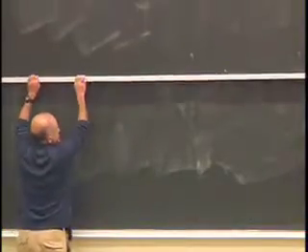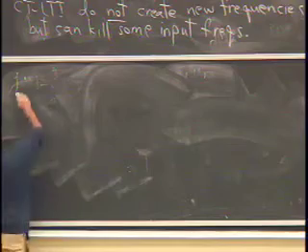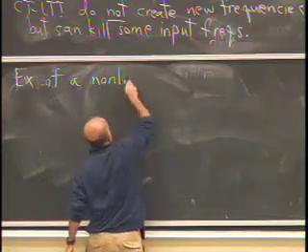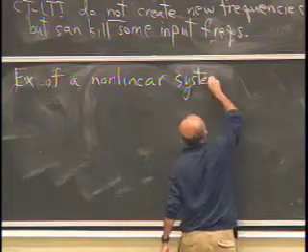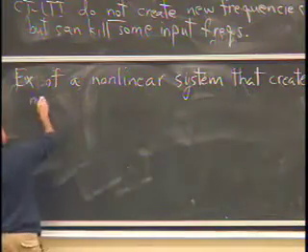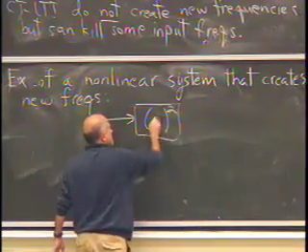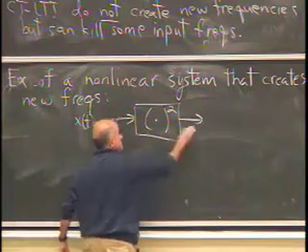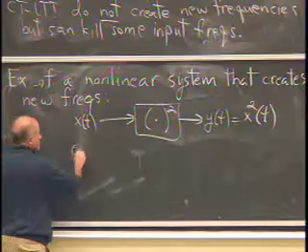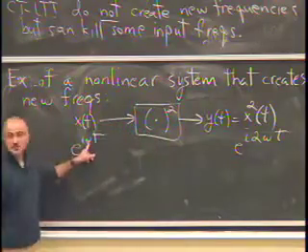What's an example of a nonlinear system that creates a new frequency? I asked this question when we talked about discrete time systems. Y equals x squared. Example of a nonlinear system that creates new frequencies. It's the system that squares the input. So when you send an x of t, you get out x squared of t. So when e to the I omega t goes in, e to the I 2 omega t comes out. Input frequency is omega, output frequency is 2 omega.